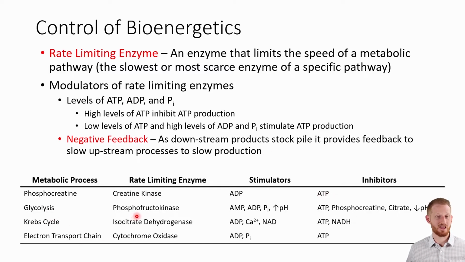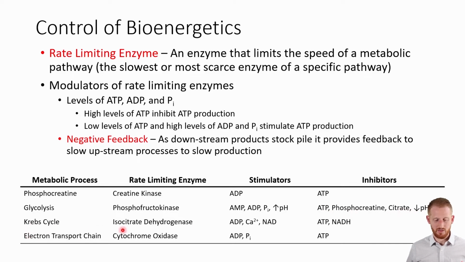Glycolysis, the rate-limiting enzyme, is phosphofructokinase, and it's going to be stimulated by AMP, which is also a breakdown product of ATP breakdown. So it's basically when you pull off two of the phosphates, so you get adenosine monophosphate, so a single phosphate, the ADP, the inorganic phosphate, or a high pH. Inhibitors are going to be ATP, phosphocreatine, citrate, and low pH.